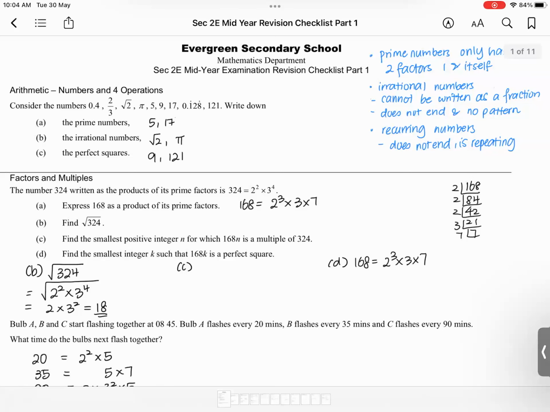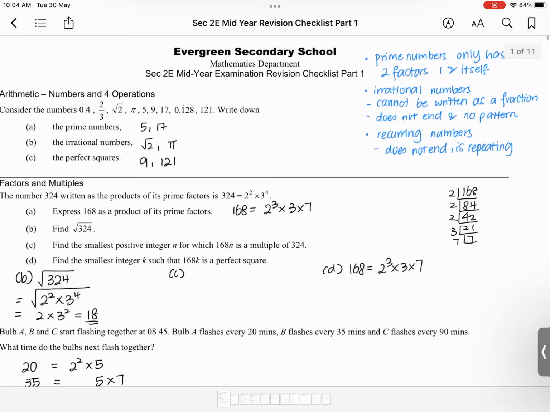So I shall begin my revision checklist. Today I'm going to look at Set 2 revision checklist part 1. You'll cover a little bit of Set 1 work with some of the Set 2 work. So without further ado, let's begin.